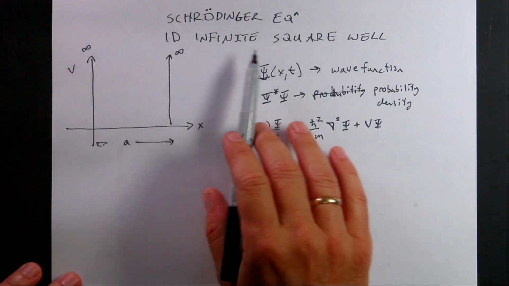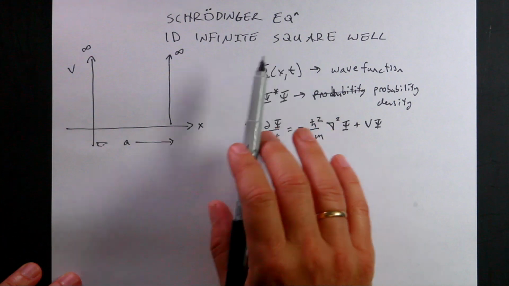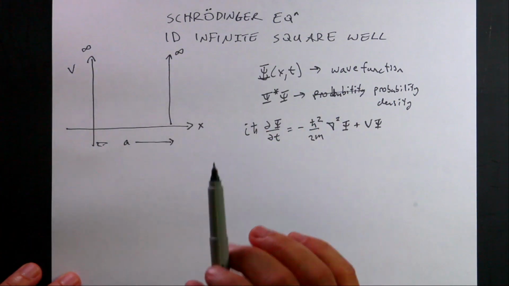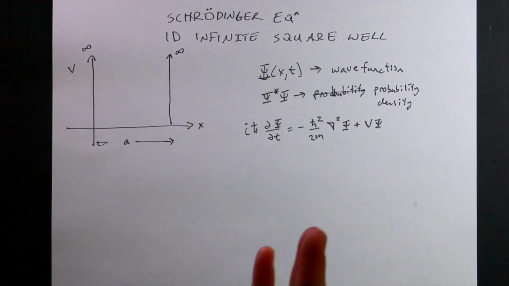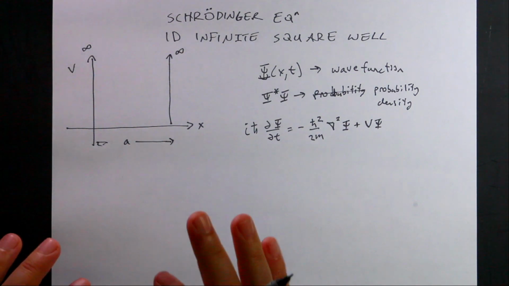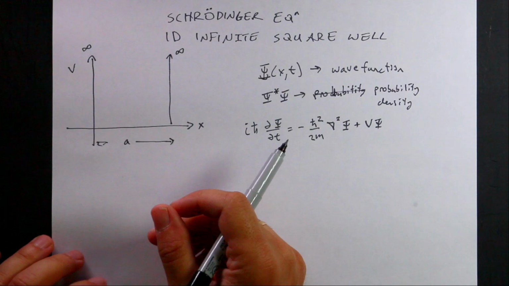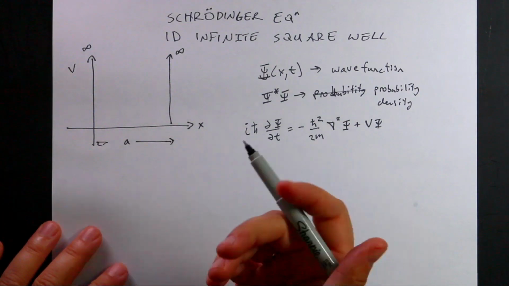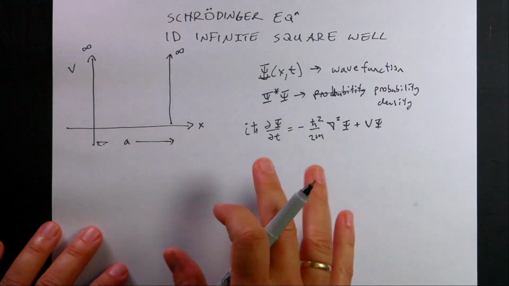The infinite square well, the one-dimensional infinite square well with Schrodinger's equation. This is the basic thing that you do in quantum mechanics. I'm not super great at quantum mechanics, so I forget things sometimes, and it's useful for me to make a video. So I'm going to make a video.